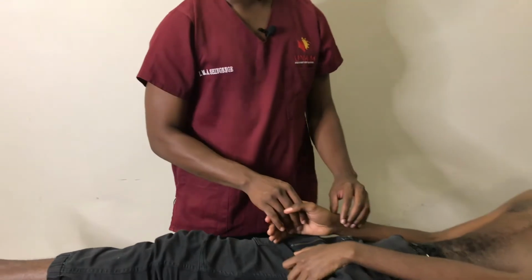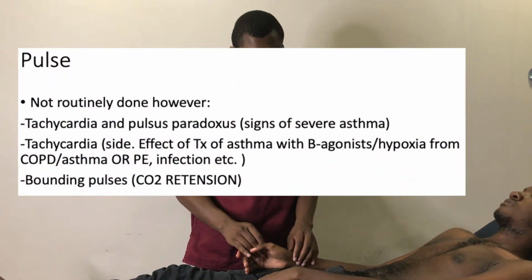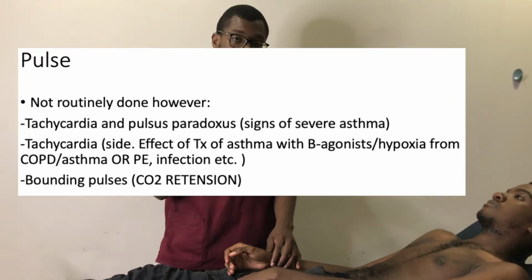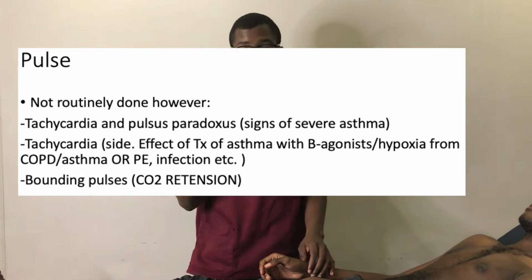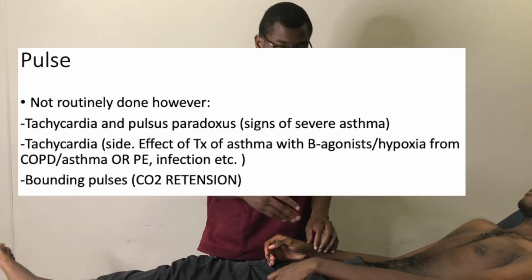Okay, it is useful to note that pulse is not always routinely done in a resp, okay? But you do expect certain changes, for example, if the patient has severe asthma, they may develop tachycardia and also especially pulsus paradoxus, okay? And there are other features that can cause tachycardia in a resp condition.